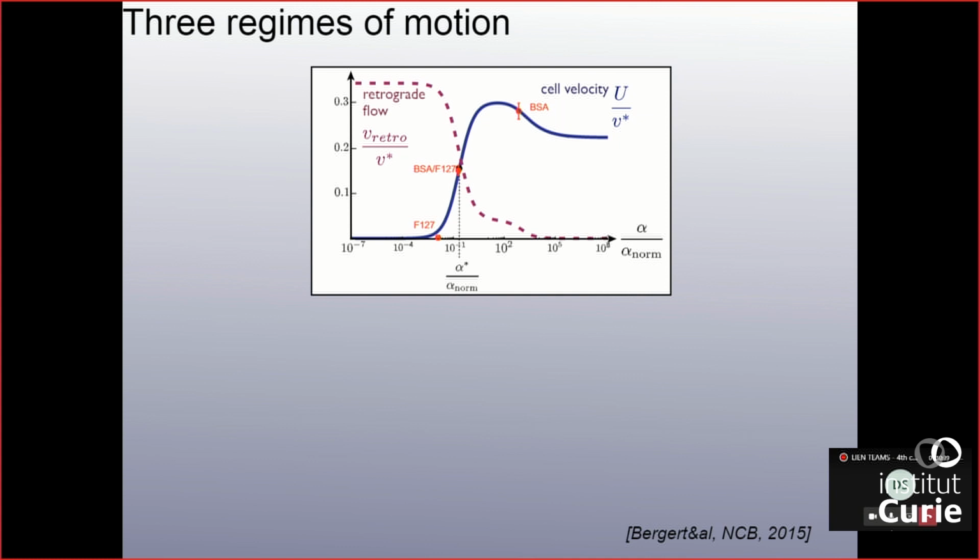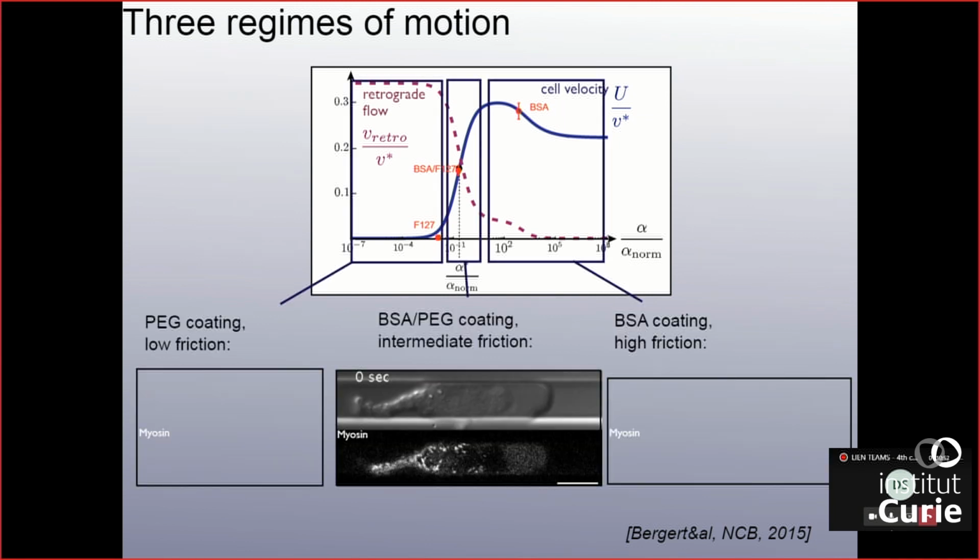Okay, and then the theory allows us to predict how the cell is going to behave as a function of the friction coefficient. One can calculate the cell velocity here in blue and the magnitude of the retrograde flow. And there are different regimes, okay, which we can observe experimentally.